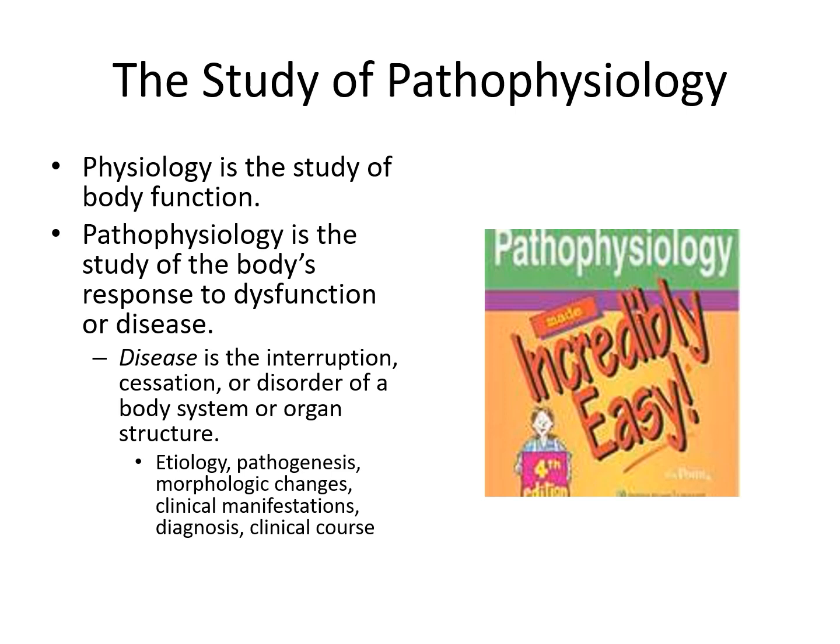Pathogenesis. The aspects of the disease process include etiology, pathogenesis, morphologic changes, clinical manifestations, diagnosis, and the clinical course. I will define these topics on the next few slides.